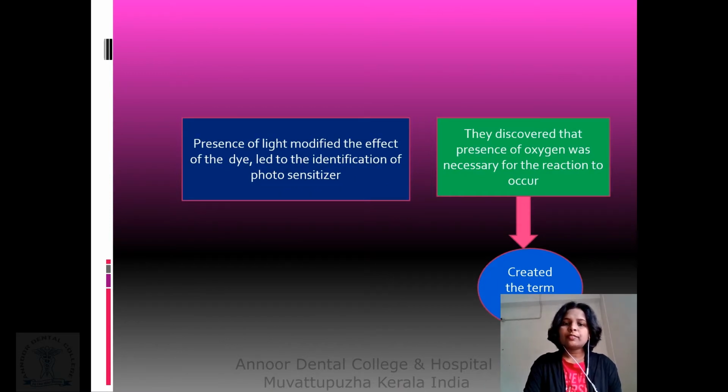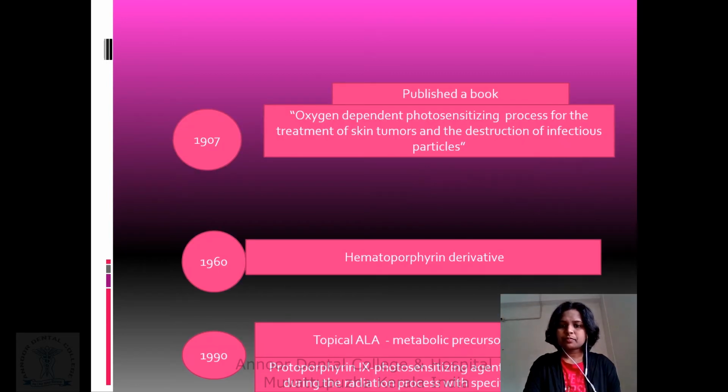The presence of light modified the effect of the dye, which led to the identification of the photosensitizer. Then they discovered that the presence of oxygen was necessary for the reaction to occur, and thereby they created the term photodynamic therapy. In 1907, they published a book, Oxygen-Dependent Photosensitizing Process for the Treatment of Skin Tumors and the Destruction of Infectious Particles. In 1960, they discovered hematoporphyrin derivatives, and in 1990 they used topical aminolevulinic acid as a photosensitizer.